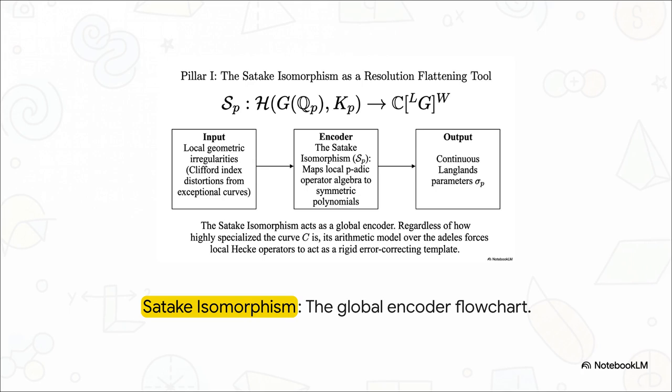It's completely indifferent to how highly specialized the input curve is. You feed it local geometric irregularities and Clifford index distortions on one end, and it just smoothly outputs continuous Langlands parameters on the other. It flattens the resolution absolutely perfectly.